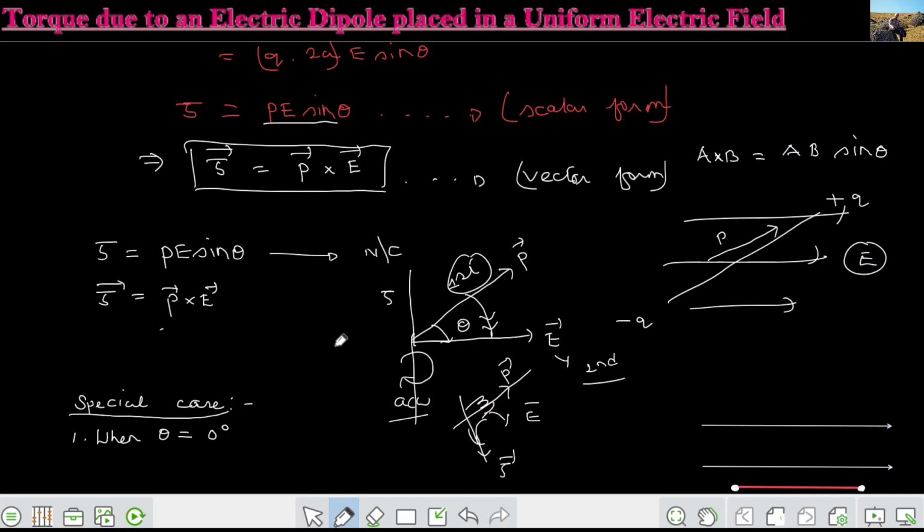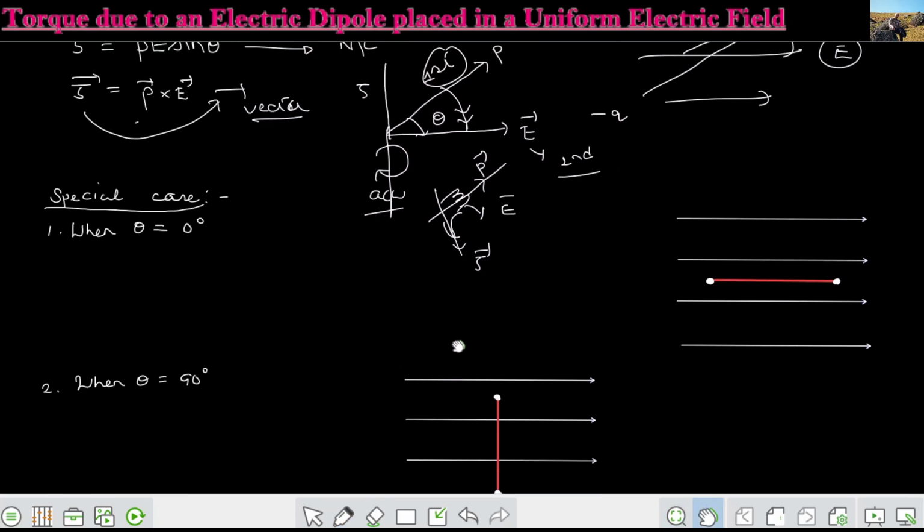So these are the main important features. Why do we discuss this? Because torque is nothing but a vector quantity. It relates to rotational vectors. So from here, we will learn some special cases. One special case is when theta is equal to 0.